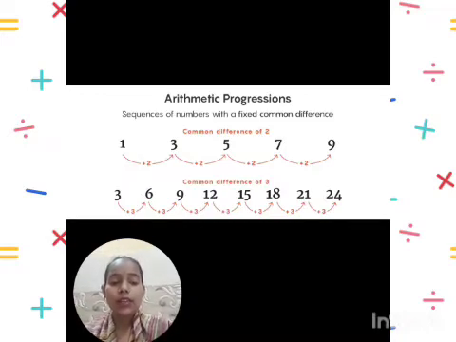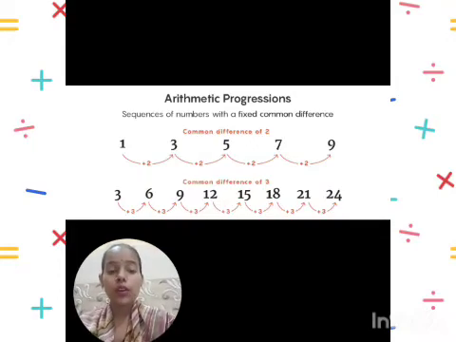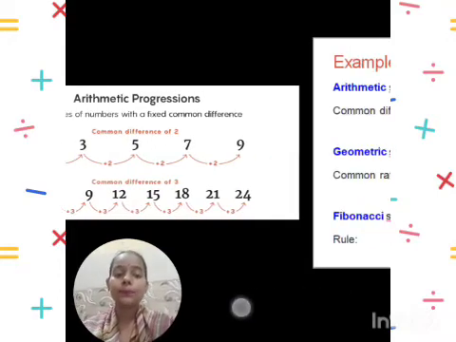Now class, the next series we have there is 3 6 9 12. In this series we have checked that the difference is 3. There we can say that it is the table of 3. So 3 1s are 3, 3 2s are 6, 9, 12, 3 5s are 15, 3 6s are 18, 3 7s are 21, 3 8s are 24, 3 9s are 27, and 3 10s are 30, or 3 11s are 33. So on we can continue our series.